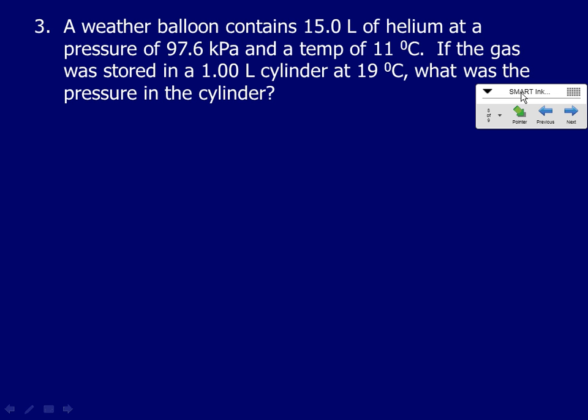So we're filling a weather balloon, 15 liters of helium, the atmospheric pressure of 97.6. So in the end, the pressure in the balloon, 97.6. Temperature of the air is 11 degrees Celsius.